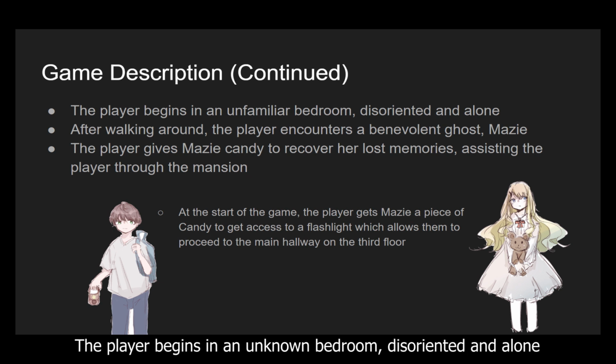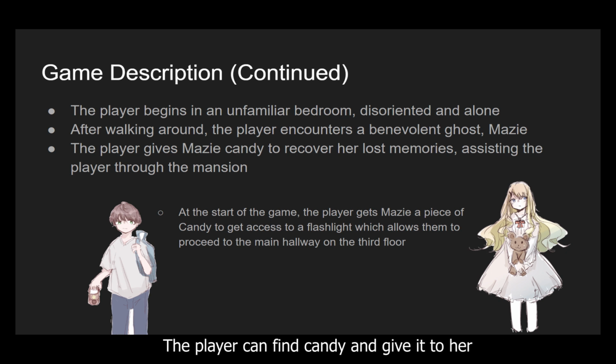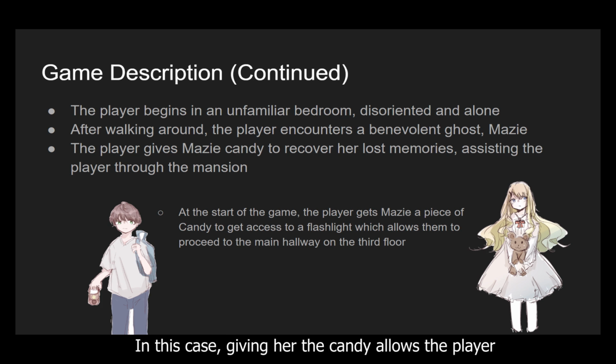The player begins in an unknown bedroom, disoriented and alone. After walking around, the player encounters a benevolent ghost, Mazie, who appears to have amnesia. The player can find candy and give it to her, which helps recover her lost memories. She then gives hints and helps the player through the mansion. In this case, giving her the candy allows the player to learn about and obtain a flashlight.